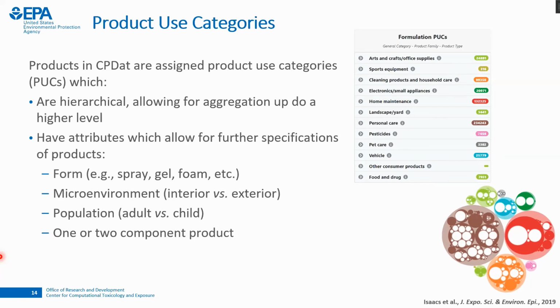And so for that reason, we really had to find a way to categorize all of the products we have in CPDAT. And we did this with our product use categories, or PUCs. There are several other groups out there that have their own product categorizations, and there are crosswalks between our PUCs and each of those categories. For example, I think we have crosswalks to REACH categories and a few other types of categories out there.